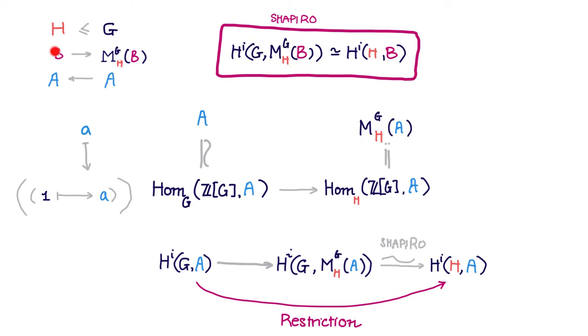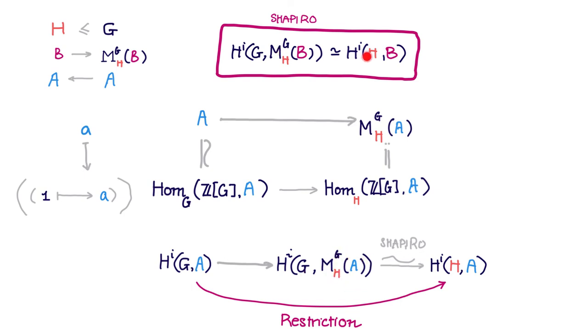Now, what if B was already a G module? That is, what if we had started with a G module A and then applied this construction to A when we view A here as an H module? What is the relationship between A and this module? Well, we claim that there is a natural group homomorphism from A to this module, and thus applying the cohomology functors to it gives us a homomorphism from the cohomology group of G with coefficient A to the cohomology groups of G with coefficient in this module.